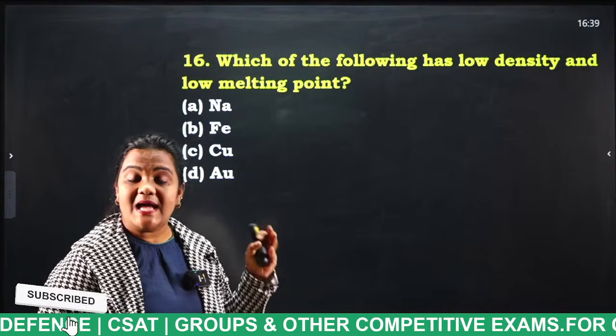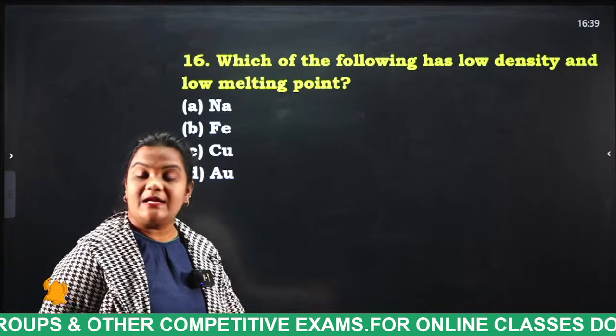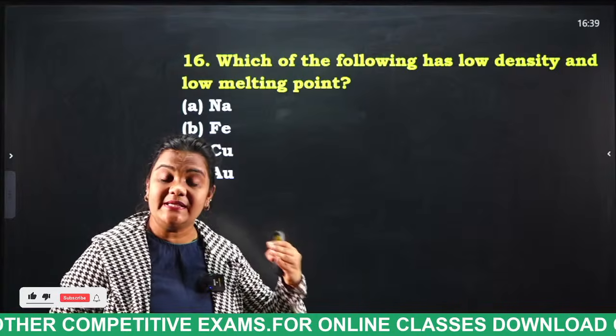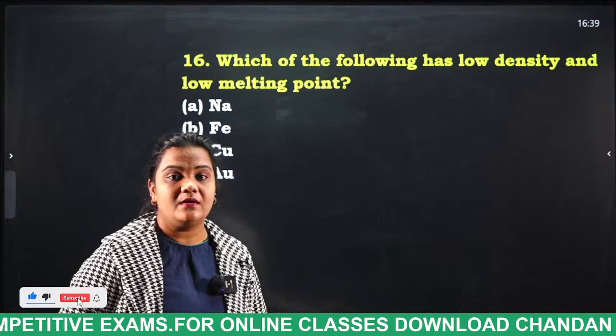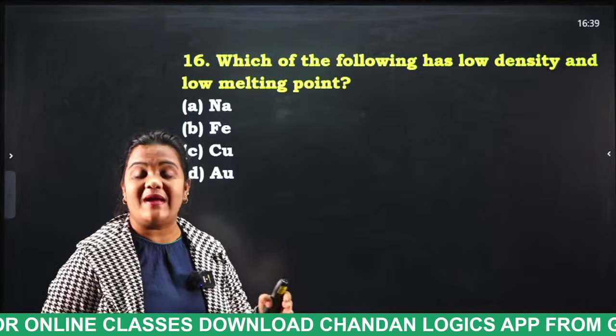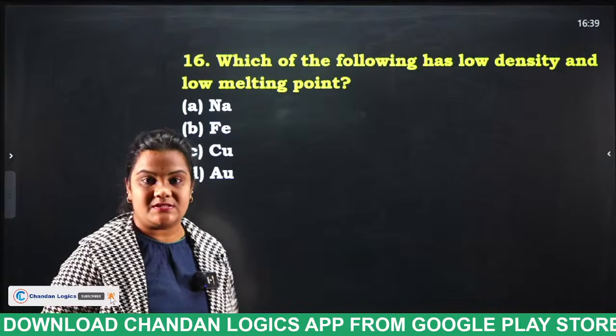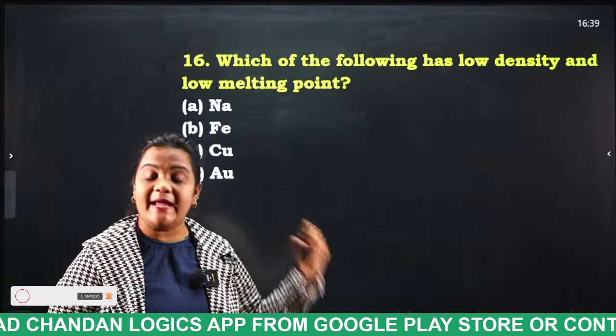That is the element which has a very low density. That means it has a density even lesser than water. For that purpose, it is always stored in kerosene. Why? Because it is easily oxidized. It will easily react with air and water.